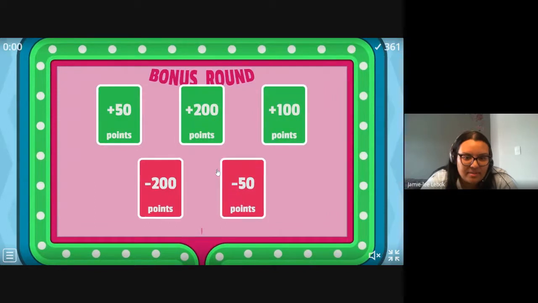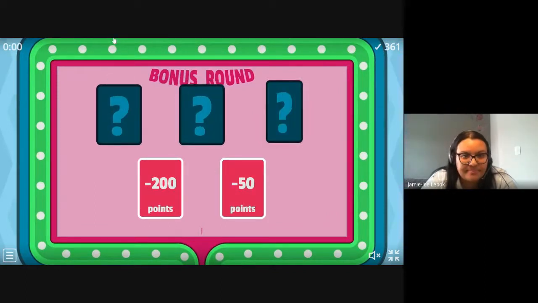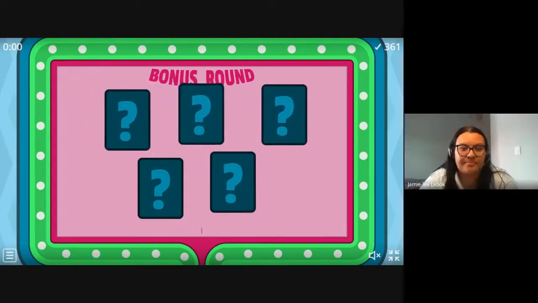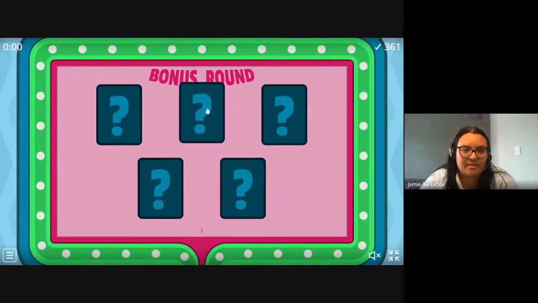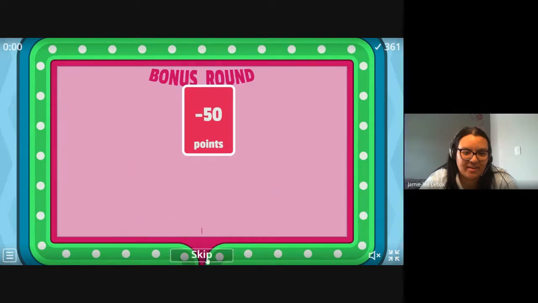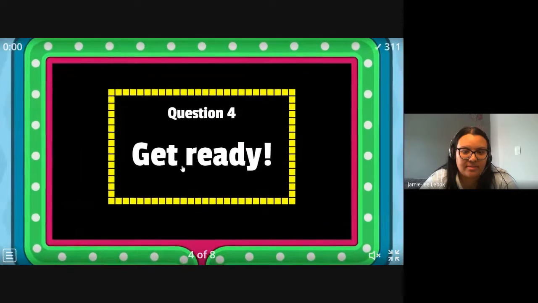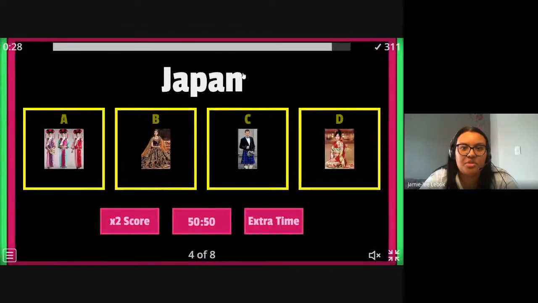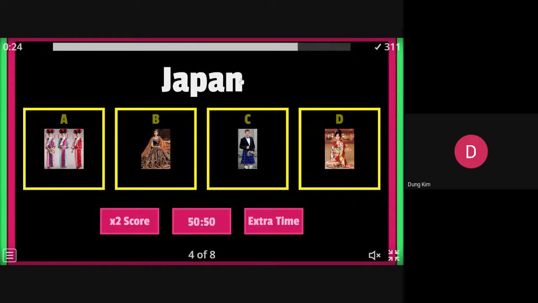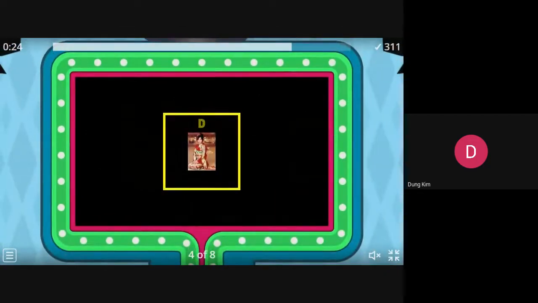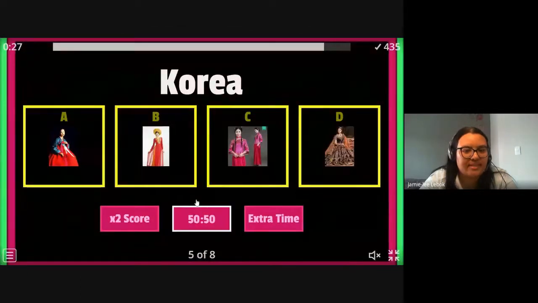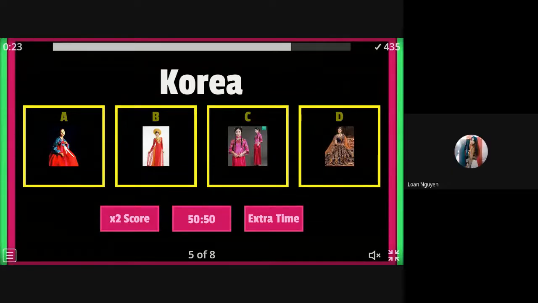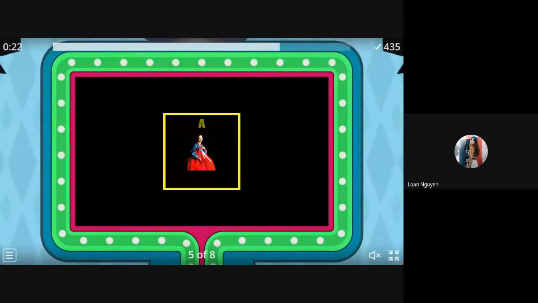Okay, bonus round. We're just going to have a look at points. Okay, our next question is for you, Beauty. Question four. So, Beauty, which picture is from Japan? D. Well done. The next picture is for you, Luon. Which picture is from Korea? Picture A. Well done.